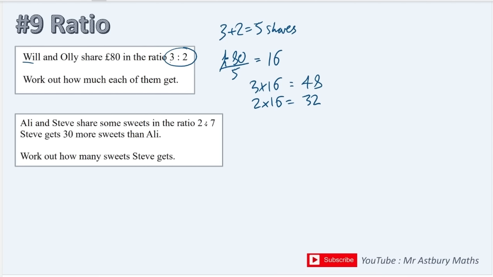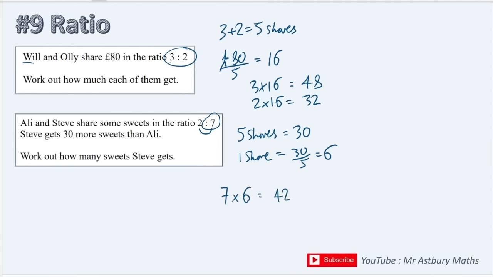Ali and Steve share some sweets in the ratio 2 to 7, and Steve gets 30 more than Ali. Well, in this case, if we're looking at how much more someone has, we need to look at the difference in the number of shares that they have. So Steve has 5 extra shares, because 7 minus 2 is 5, and that is equal to 30 sweets. So therefore, we can work out that one share is equal to 30 divided by 5, which is 6. And Steve gets the larger share, he gets 7. So we do 7 multiplied by 6, and that's going to give me 42 sweets for Steve.